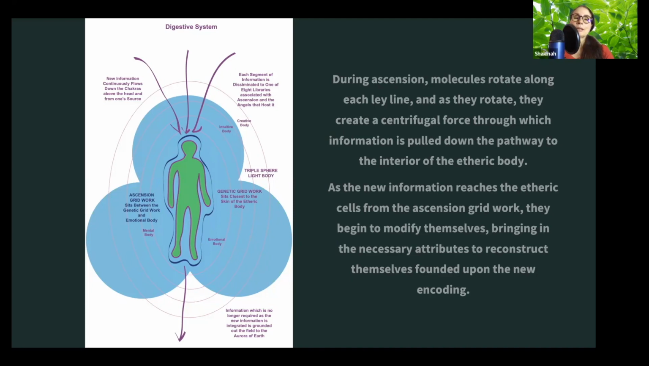If you notice in this diagram at the bottom, it says, information which is no longer required as the new information is integrated is grounded out the field to the aurora of Earth. So with intention, anything that you want to remove from your field, you simply ground it to the aurora of Earth.